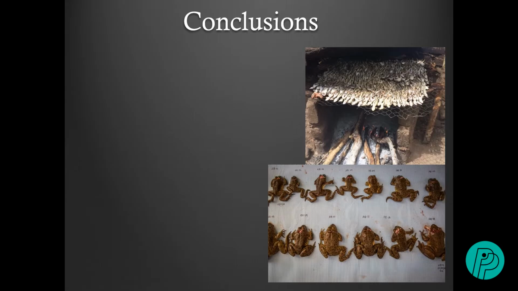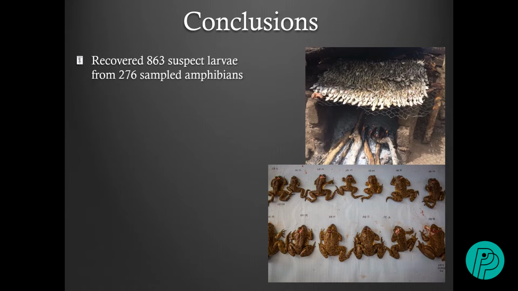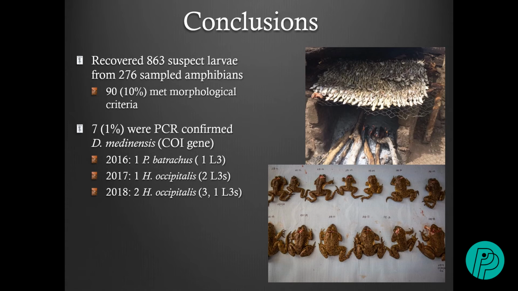So what we found during these field studies was essentially a lot of nematode larvae from 276 amphibians. But only 10% of them really looked like they could be Dracunculus when we looked at them under the microscope. And of those, we confirmed that 7 were Dracunculus medinensis. And those 7 larvae were found in 4 different amphibians. So not a whole lot of amphibians were infected, and none of the fish.